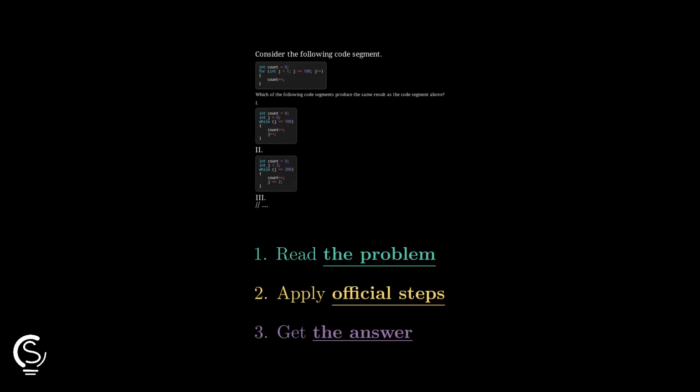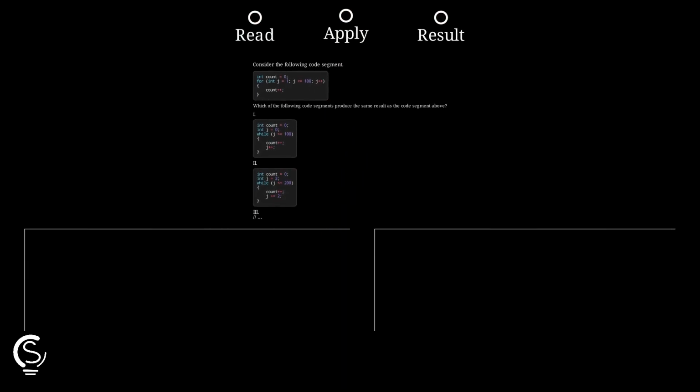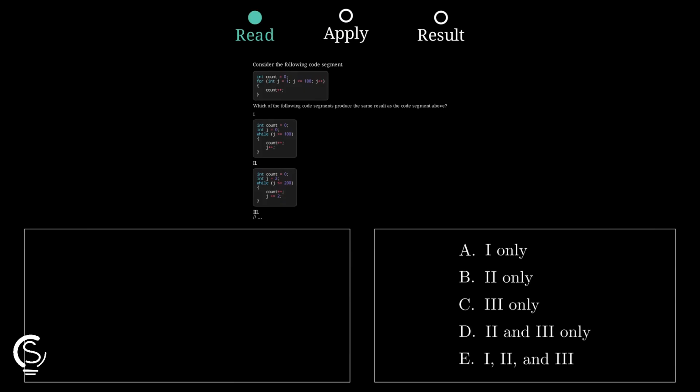I got your back. The original for loop runs with j taking the values 1 through 100 inclusive, so count is incremented 100 times. In I, j starts at 0 and the loop continues while j is less than 100, so j takes the values 0 through 100 inclusive. That is 101 iterations, so this does not match.